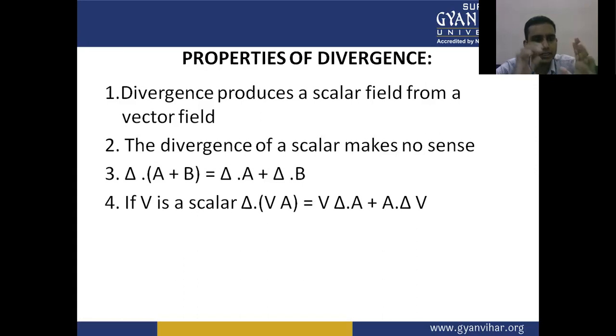So from this, del dot (A plus B) is equal to del dot A plus del dot B. If B is a scalar, then del dot (B A) is equal to B (del dot A) plus A dot (del B). So these are the properties of divergence.